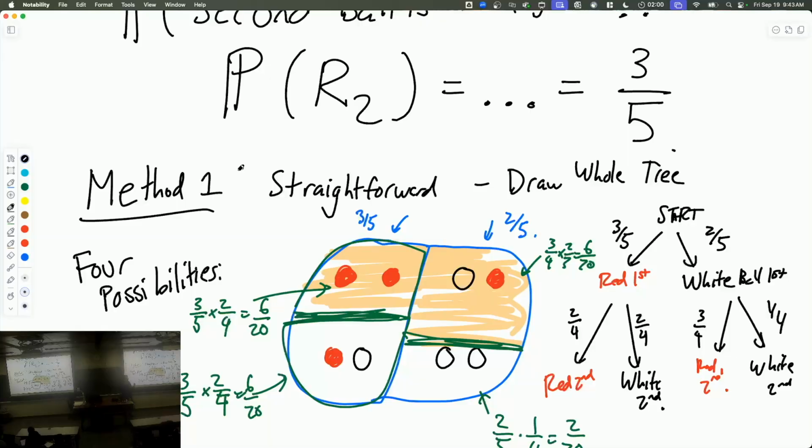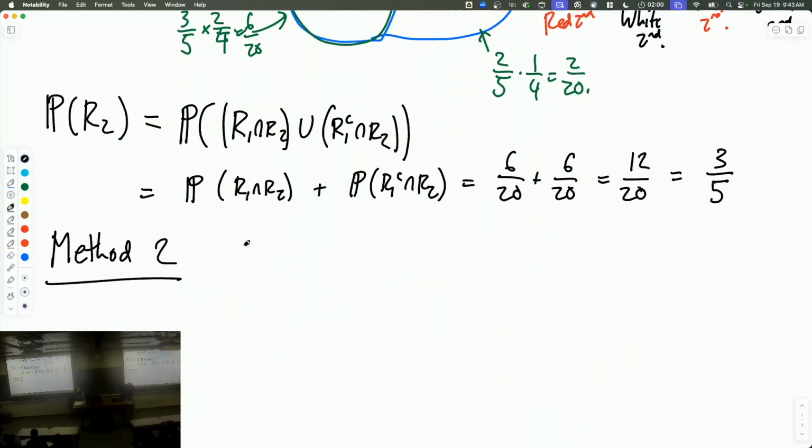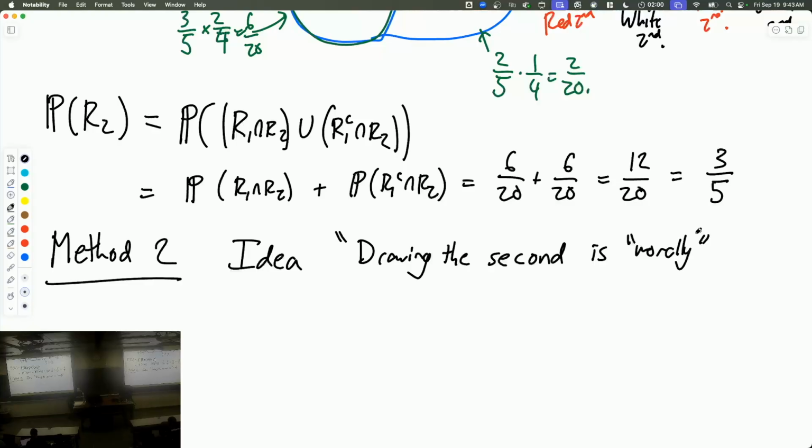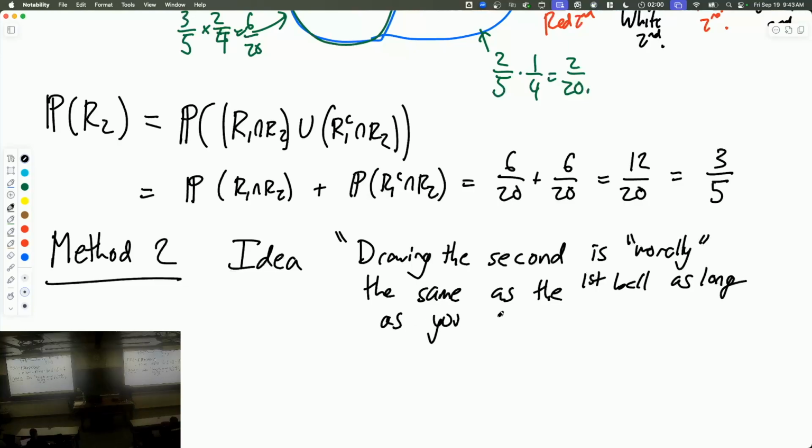So this thought experiment is saying that drawing the second ball, as long as you don't look at the first ball, should be the same as drawing the first ball. This is the idea that makes this whole thing tick. Mathematicians like to use the word morally. Drawing the second ball is morally the same as drawing the first ball, as long as you don't look. So this is a great idea.